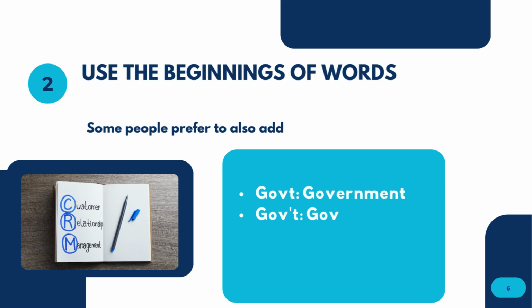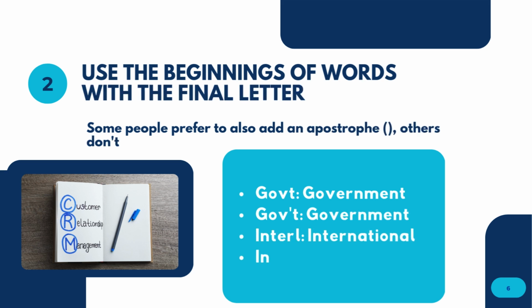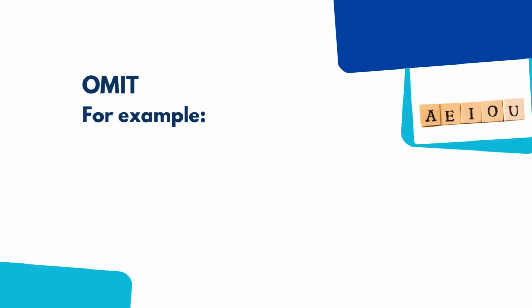The second is by using the beginning of words with the final letter. Sometimes it can be useful to add the final letter of the word. Some people also prefer an apostrophe and others don't. For example, gov for government, gov apostrophe T for government, international, int apostrophe L for international.